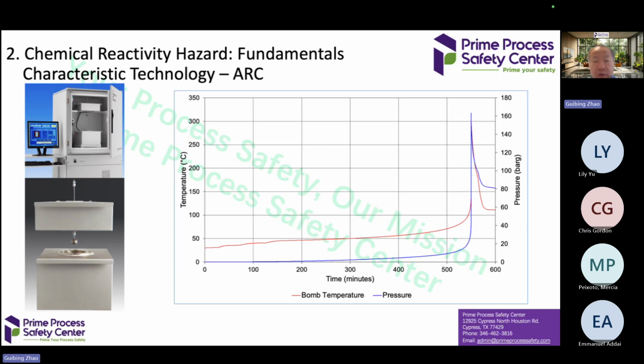For example, for this one, the red curve is temperature, the blue curve is pressure, and the horizontal axis is time. This one we ran at 30 degrees C and didn't find an exothermic reaction, then heated to 35, then 40, then 45, and finally the reaction picked up. That means we can detect the onset temperature of this reaction. It's about 45 degrees C.